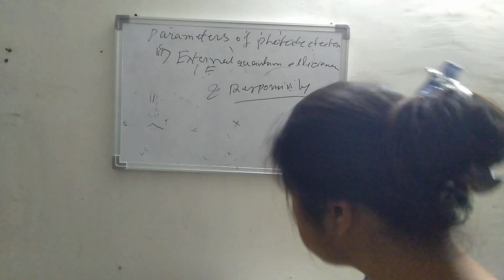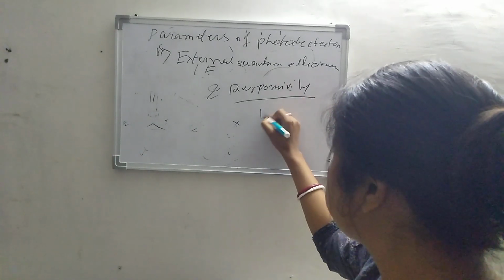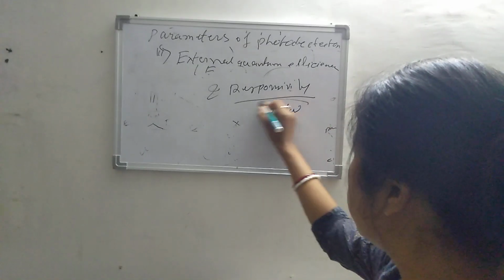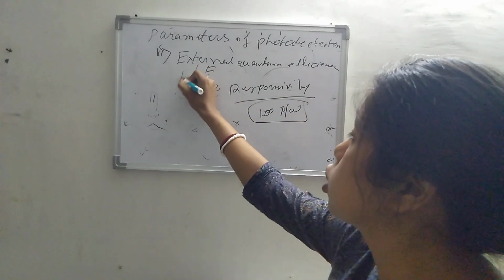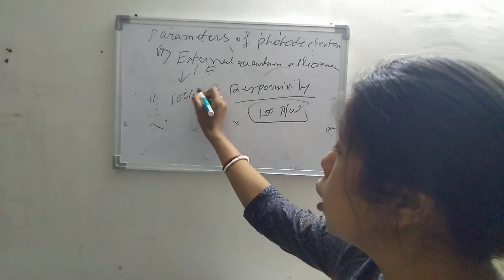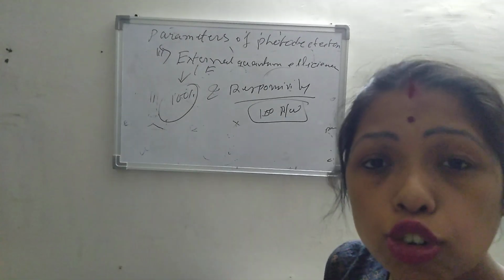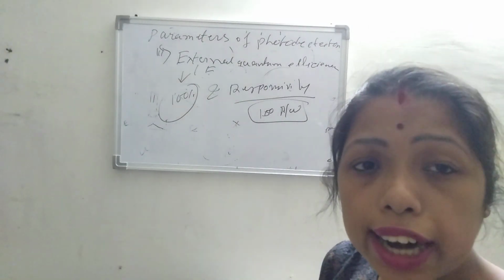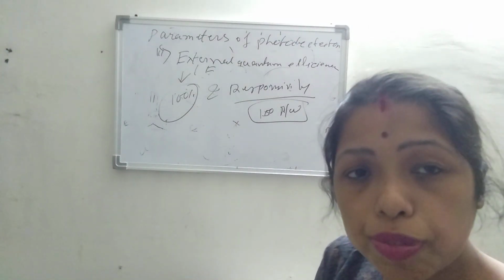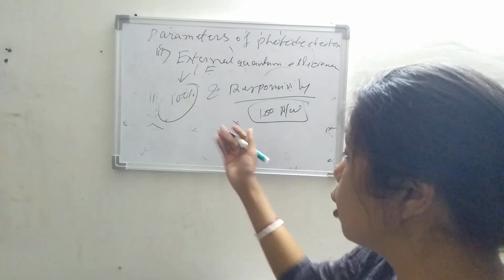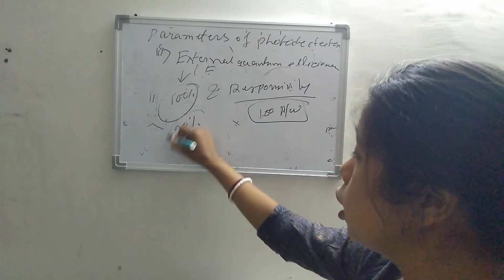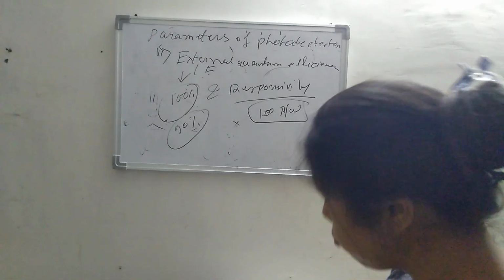For responsivity, I told you if it is 100 ampere per watt, the device is very good. For external quantum efficiency, if we get 100%, that means whatever electron hole pairs are produced, we get the maximum free carriers from these electron hole pairs, right? But ideally you will not get that, you will get about 90% efficiency.